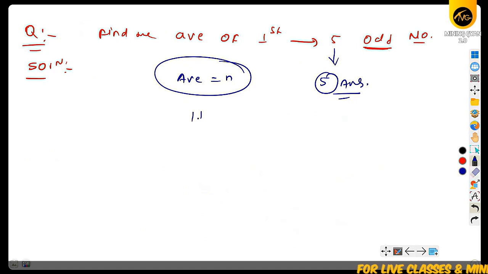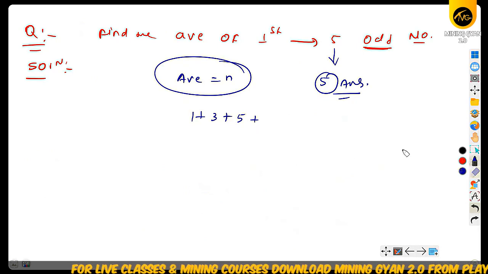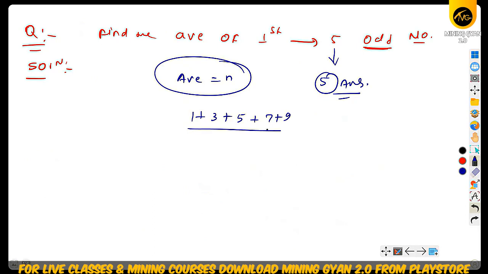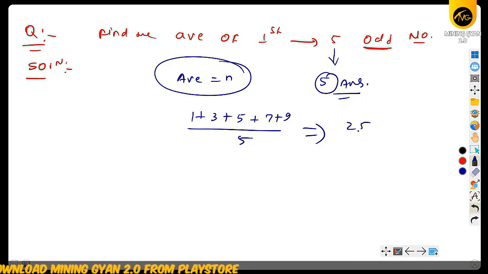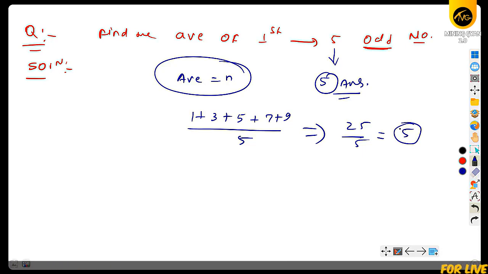If you want to check, then 1 plus 3 plus 5 plus 7 plus 9, and divide by the total number of elements, that will be 5. So divided by 5. What will be the average? Just add these numbers: 4, 9, 16, and 9, 25, divided by 5. So the average is 5. This is the easiest formula. Directly you can use n, which is the number of odd numbers, that is 5. So the answer will be 5.